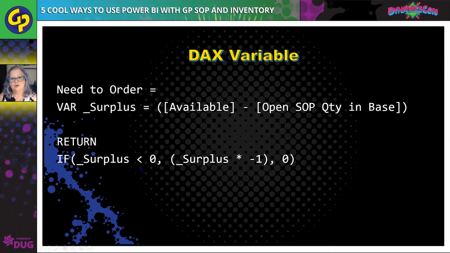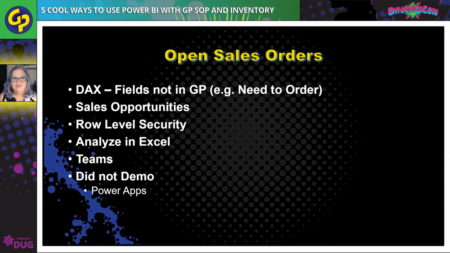And then I wrote, if the surplus is less than 0, then I want the surplus times -1 to be what I need to order, because the surplus would be a negative number. So I'm going to turn around and make it positive. And then I can make it 0 if it is actually less than 0, because I don't want to order anything if I already have them in stock. So that's something else that we can do as well.